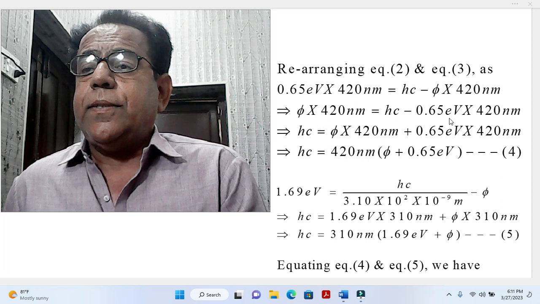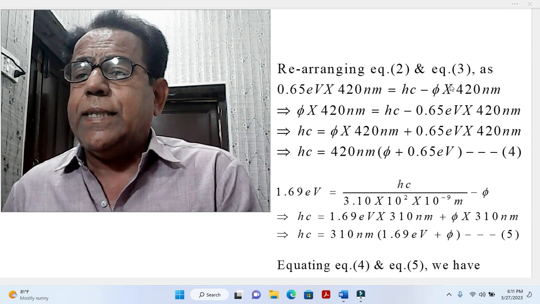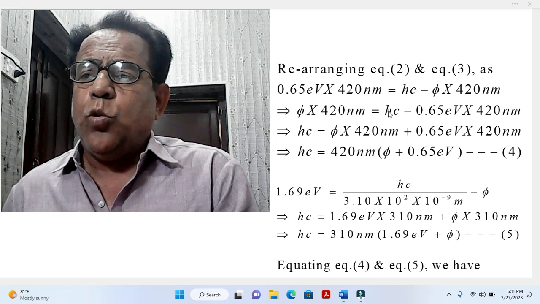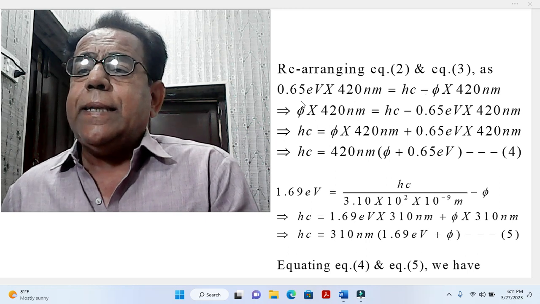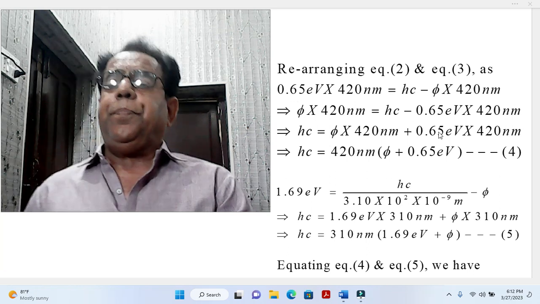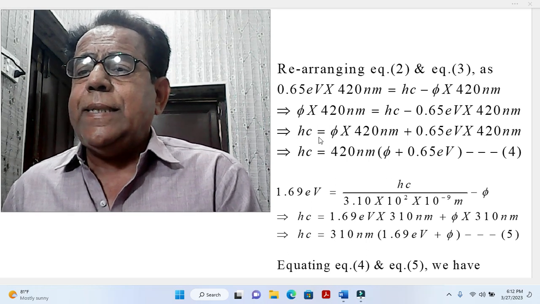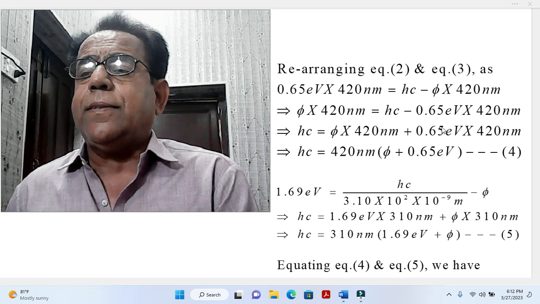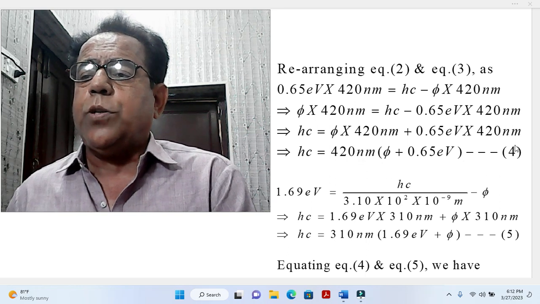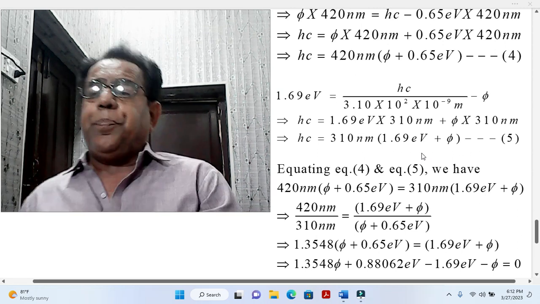Hence, dear students, what we have done here is that we have shifted 5 cross 420 nanometer to the other side, so that it has become positive, and this quantity has been shifted to the other side, so that it has become a minus. No rocket science, quite simple. Now Hc is equal to this plus this. Quite simple. Hc becomes equal to this. Equation number 4 has come into being.